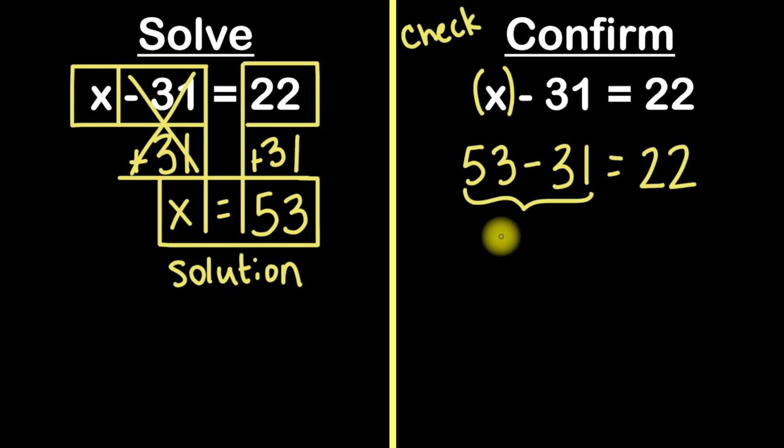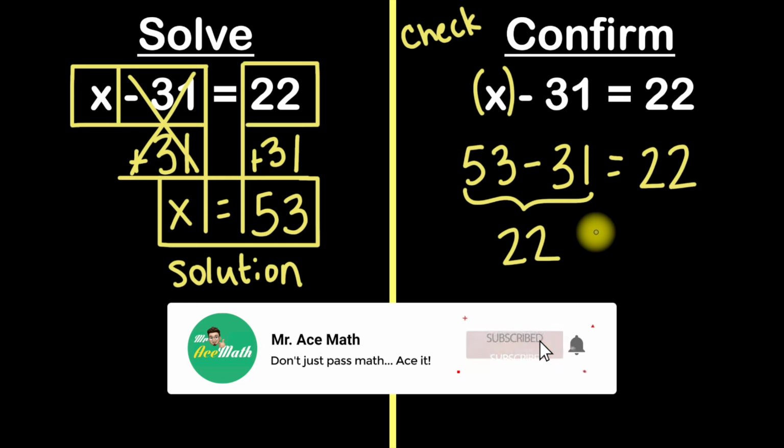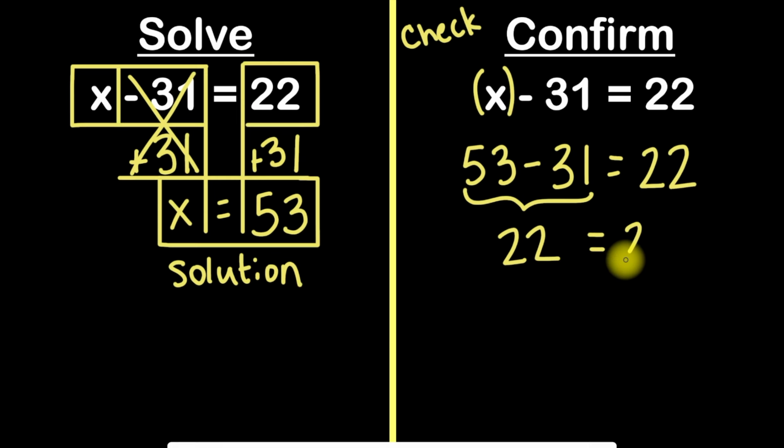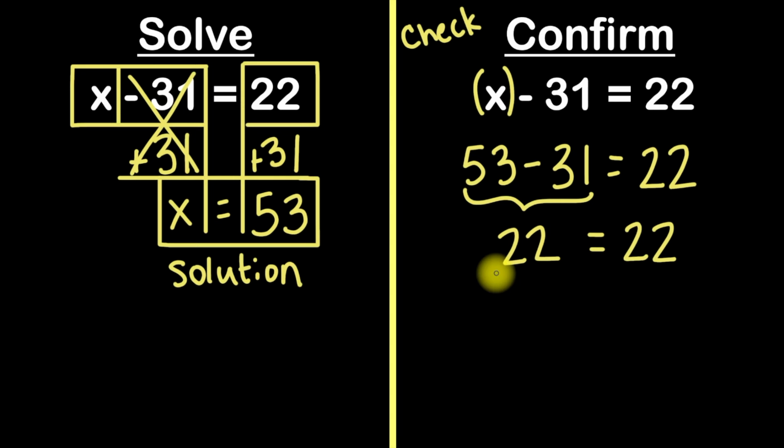If our solution is correct, when we do this math, 53 minus 31, it should equal 22. And that's exactly what happens. We get 22. 22 equals 22. The left side equals the right side. And remember that equations are like scales, where the left side and the right side have to be exactly the same. And that happens here. So we are absolutely correct. X does in fact equal 53.